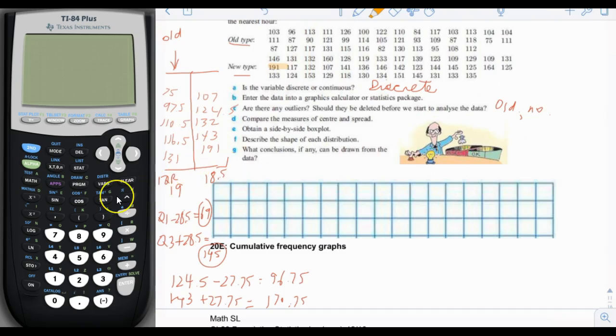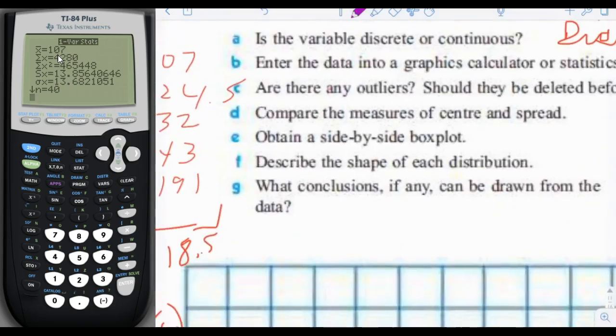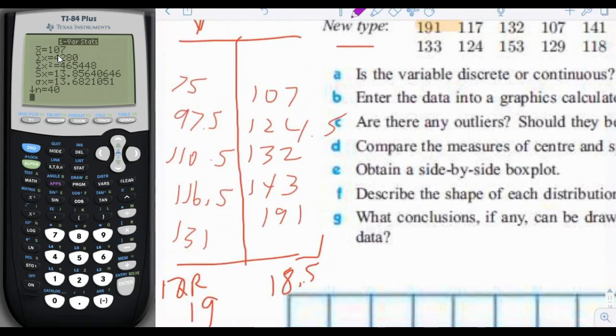Okay, so here I think they want us to look at the mean also. So let's take a look at that. We'll do stat. We'll do the mean for L4. So we'll do stat, calc, 1-bar stats, L4, calculate. And so X bar is 107. So for the old data, we have a mean of 107. X bar is equal to 107.